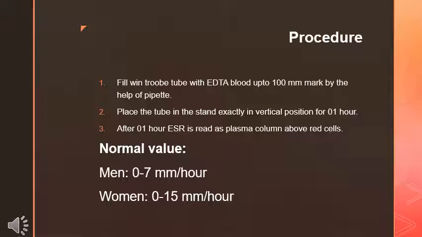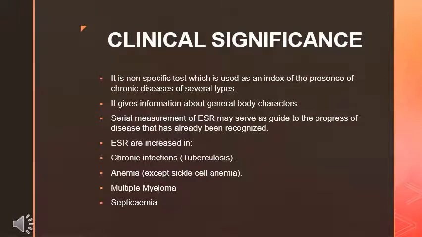So there are slight differences between the two methods: the difference in the tube and the difference in the anticoagulants being used. So what is the clinical significance? It is a non-specific test, so it can help us in the diagnosis of many diseases, but as it is non-specific, we cannot make a diagnosis just on the reliability of this test. It gives information about the general body condition.